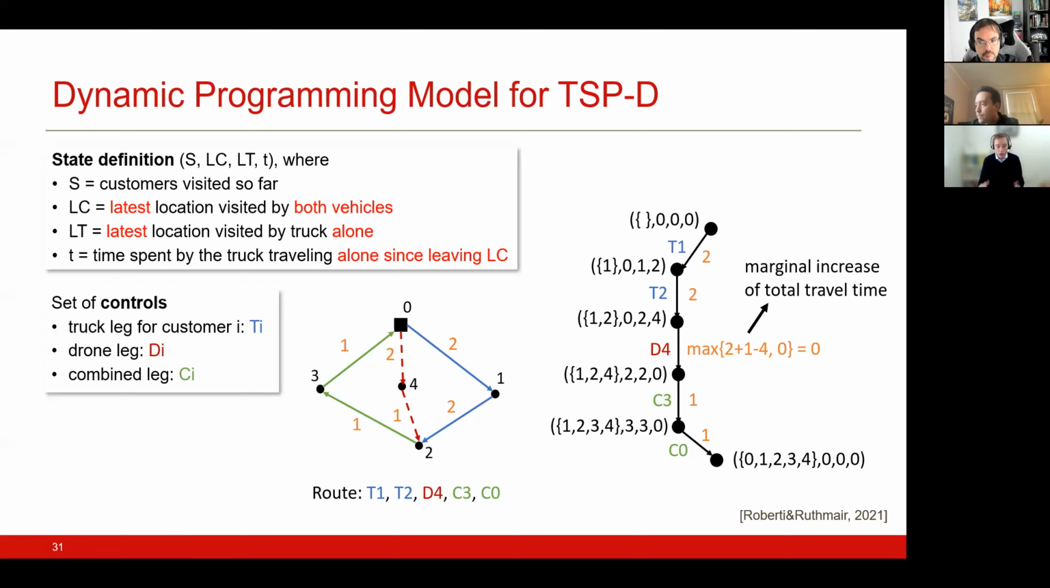What can we relax here? Well, we can relax the customers visited so far. If we shrink this set by a relaxed set, for example, we don't keep track of everybody, but only those within a certain vicinity, we can have a more tractable dynamic program, and it will be a relaxation, and we would allow repeated visits, for example, or not visiting everybody. So this has been embedded in the branch and price by Roberti and Ruthmeyer very successfully.